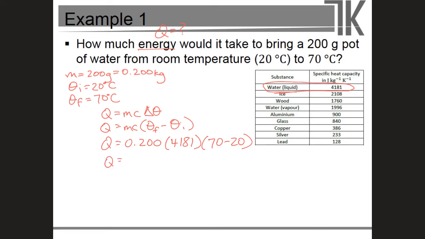For the purposes of showing your work, you might actually want to show that 70 minus 20 is 50. Sometimes that can be worth a mark, showing that you can calculate that change in temperature. Completely up to you, but sometimes it is worth marks. So we've got Q equals 41810 joules. Now, in terms of significant figures, remember we always round to more than one significant figure.